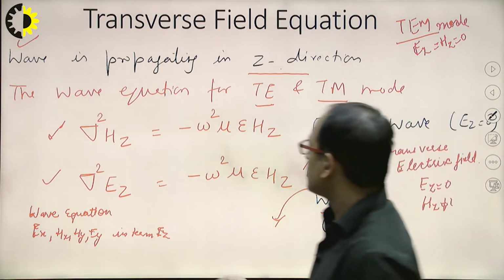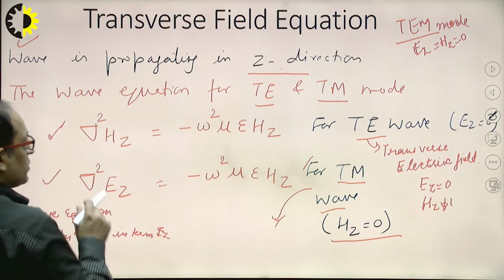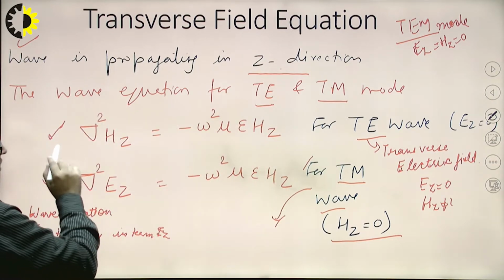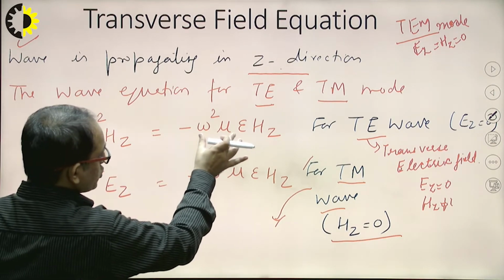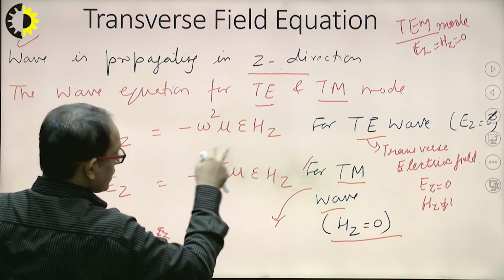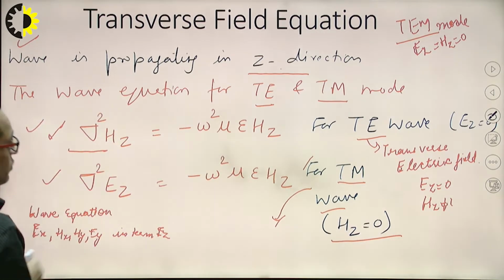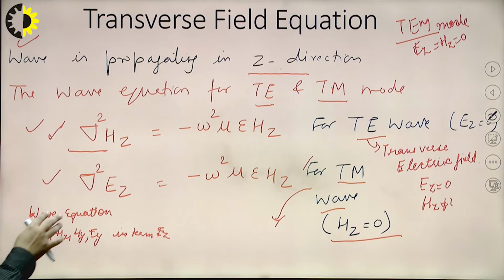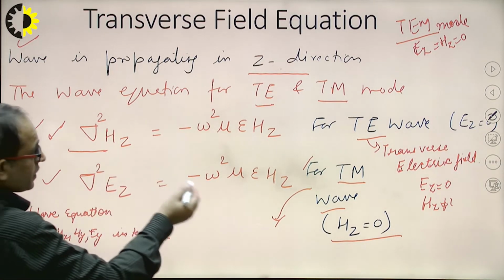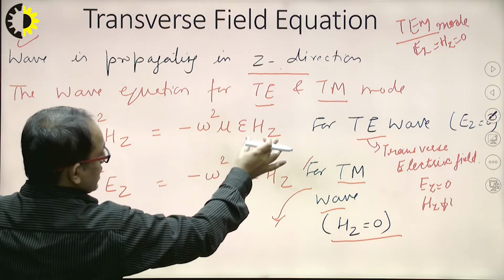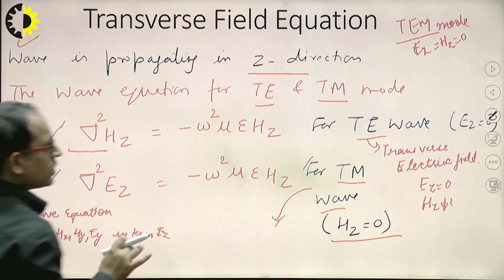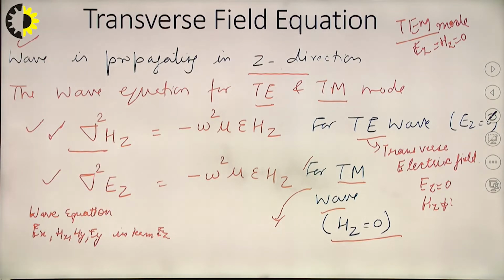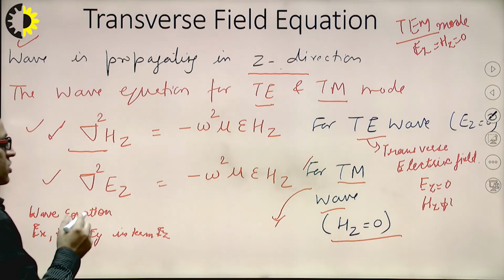So the wave equation for the TE mode is del square Hz equal to minus omega square mu epsilon Hz. This is the wave equation which we have derived in the last lecture. And why is this Hz? Because in the TE mode Ez is equal to 0, that's why I have taken Hz. Magnetic field will be present in the z direction.